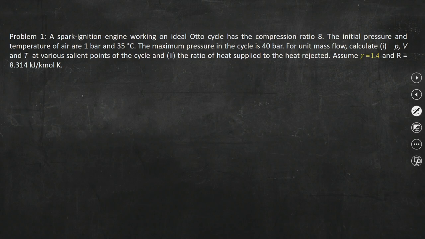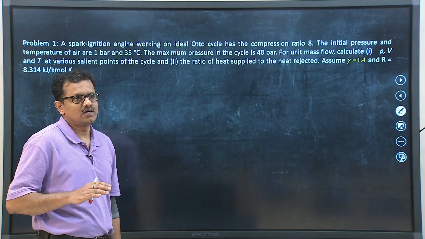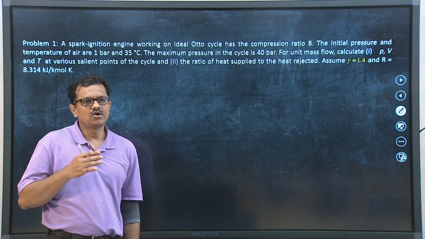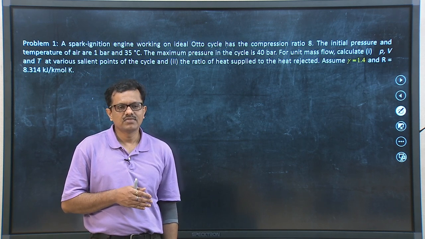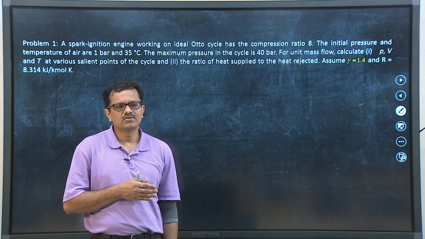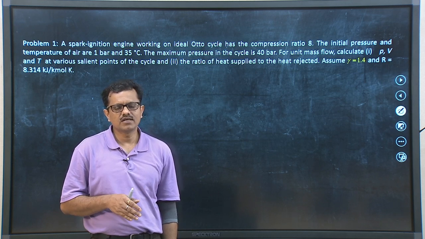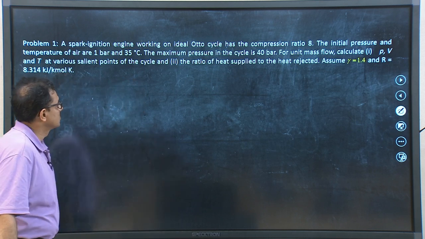A spark ignition engine working on ideal Otto cycle has the compression ratio 8. So, it is telling that the engine is an SI engine and it is working on the ideal Otto cycle, because we have discussed that we need to compare several processes using an air standard cycle, and for the SI engines we consider Otto cycle for this comparison.